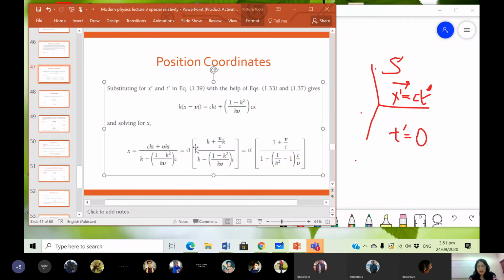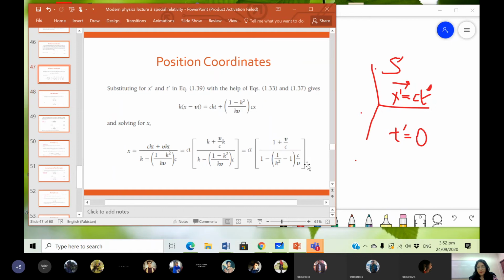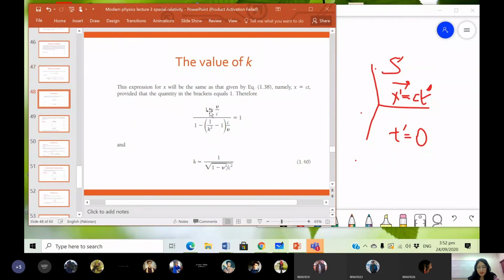If we know that x is equal to ct, तो फिर ये जो term है square brackets में, इसकी क्या value होनी चाहिए? इसकी value 1 होगी ना? ये 1 होगा तो फिर x is equal to ct बनेगा, अगर ये सारा सब कुछ 1 होगा, equal to 1. So we set this equation equal to 1, इसको rearrange किया, हमारे पास k आ गया, which is the gamma factor. Easy, simple.